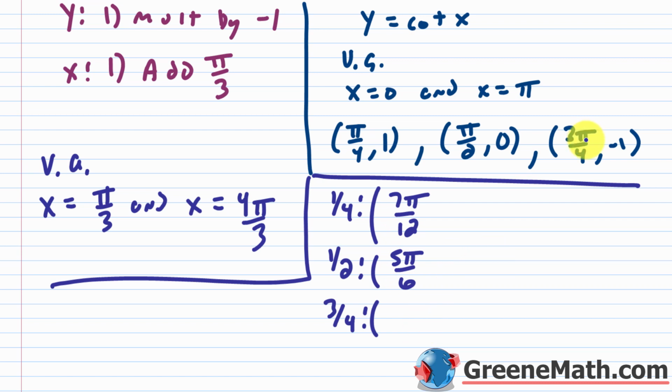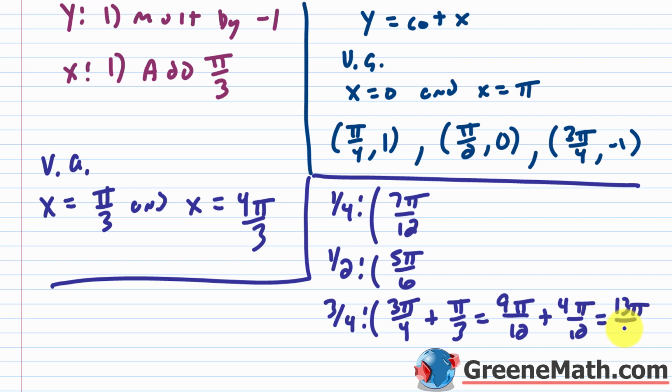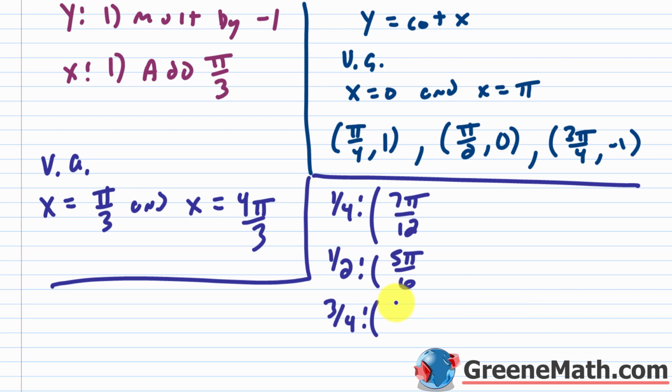For the last one, we have 3 pi over 4, and then plus your pi over 3. So again, the LCD there is going to be 12. So this would be, let's multiply this by 3 over 3, so 9 pi over 12, and then plus multiply this by 4 over 4, 4 pi over 12. So this would be 13 pi over 12. Okay, let me get rid of this, and I will write this in as 13 pi over 12. For the y values, again, it's always easier.